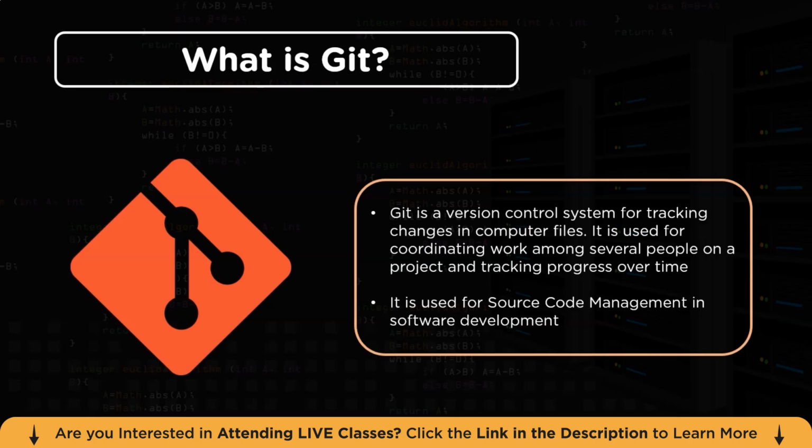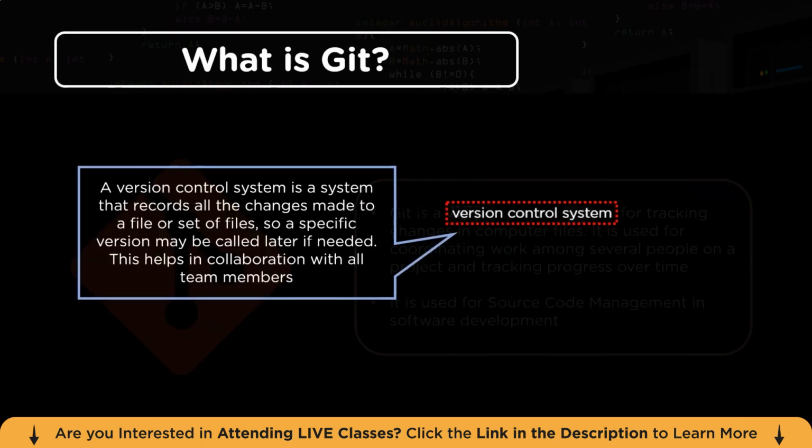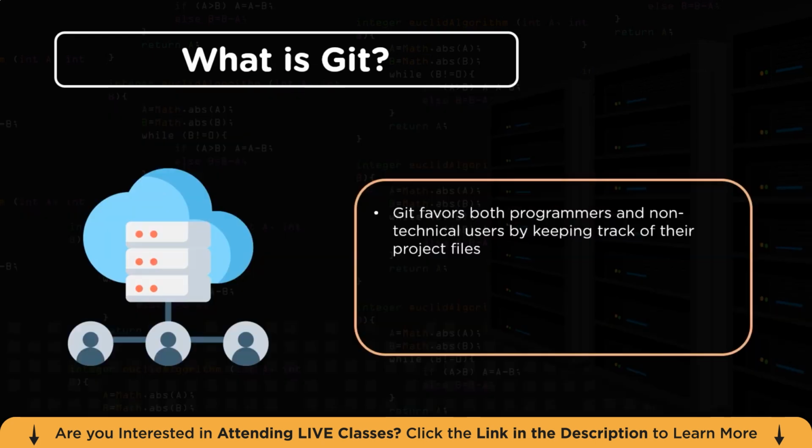Before we go on further with Git, let's first see what is meant by a version control system. A version control system, as the name suggests, keeps track of all the versions of a file. This helps all the team members to be on the same page and collaborate with each other. Now, let's continue with Git. Git is not only helpful and popular among developers, but also helps non-technical people to keep track of all the files they have been working on.